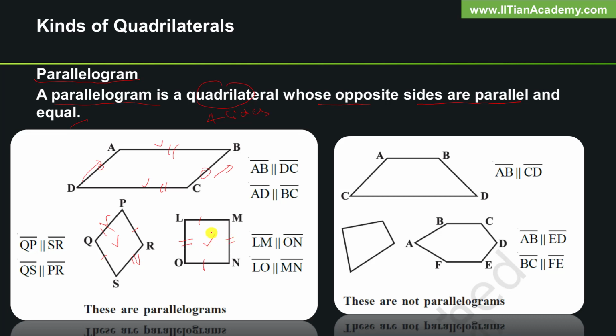Hence, this is a parallelogram. Here, you can see this and this are parallel but not equal. Also this is not parallel. Hence this is not a parallelogram. Here, this and this sides are not parallel. Hence, this is not a parallelogram. This has 6 sides. Hence, this is not a parallelogram.